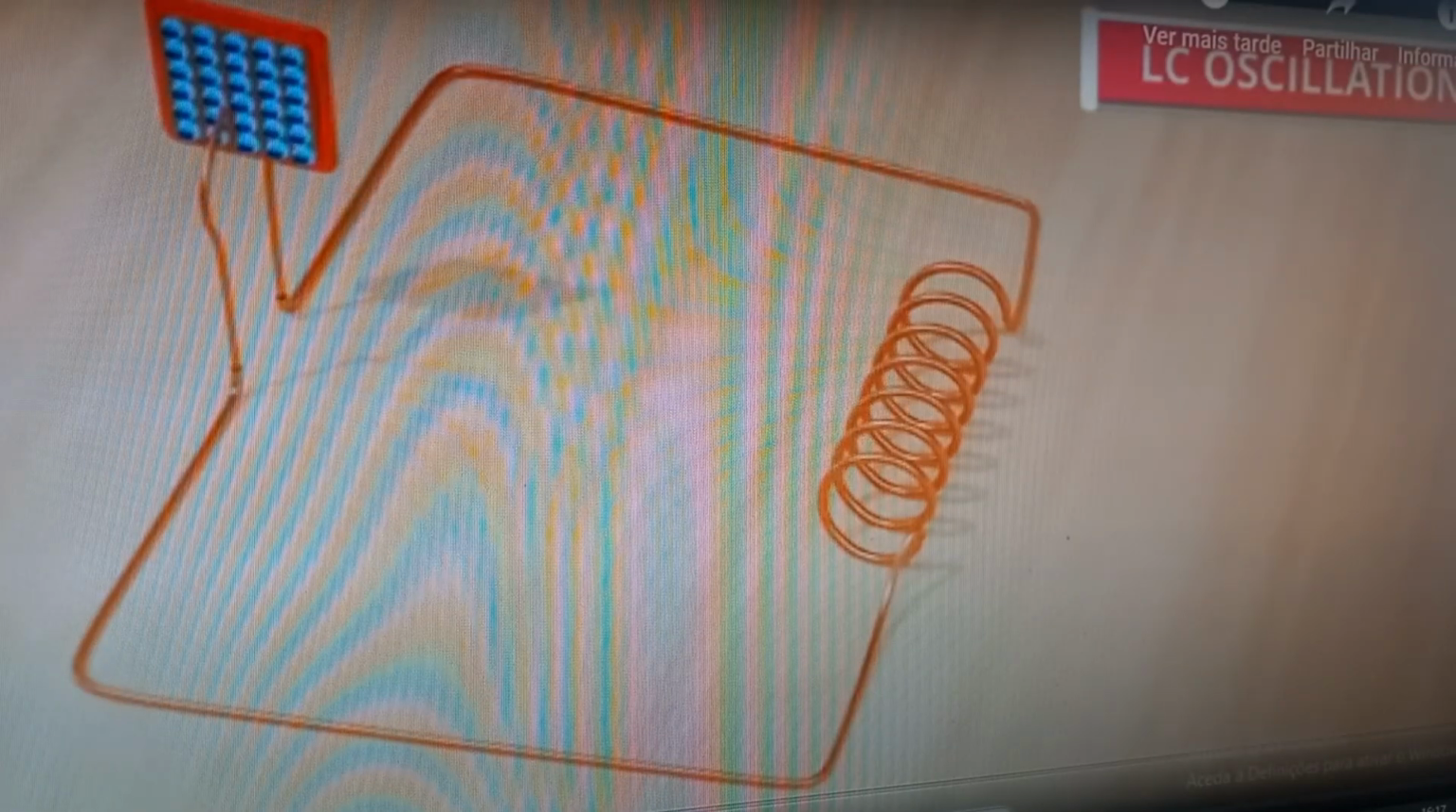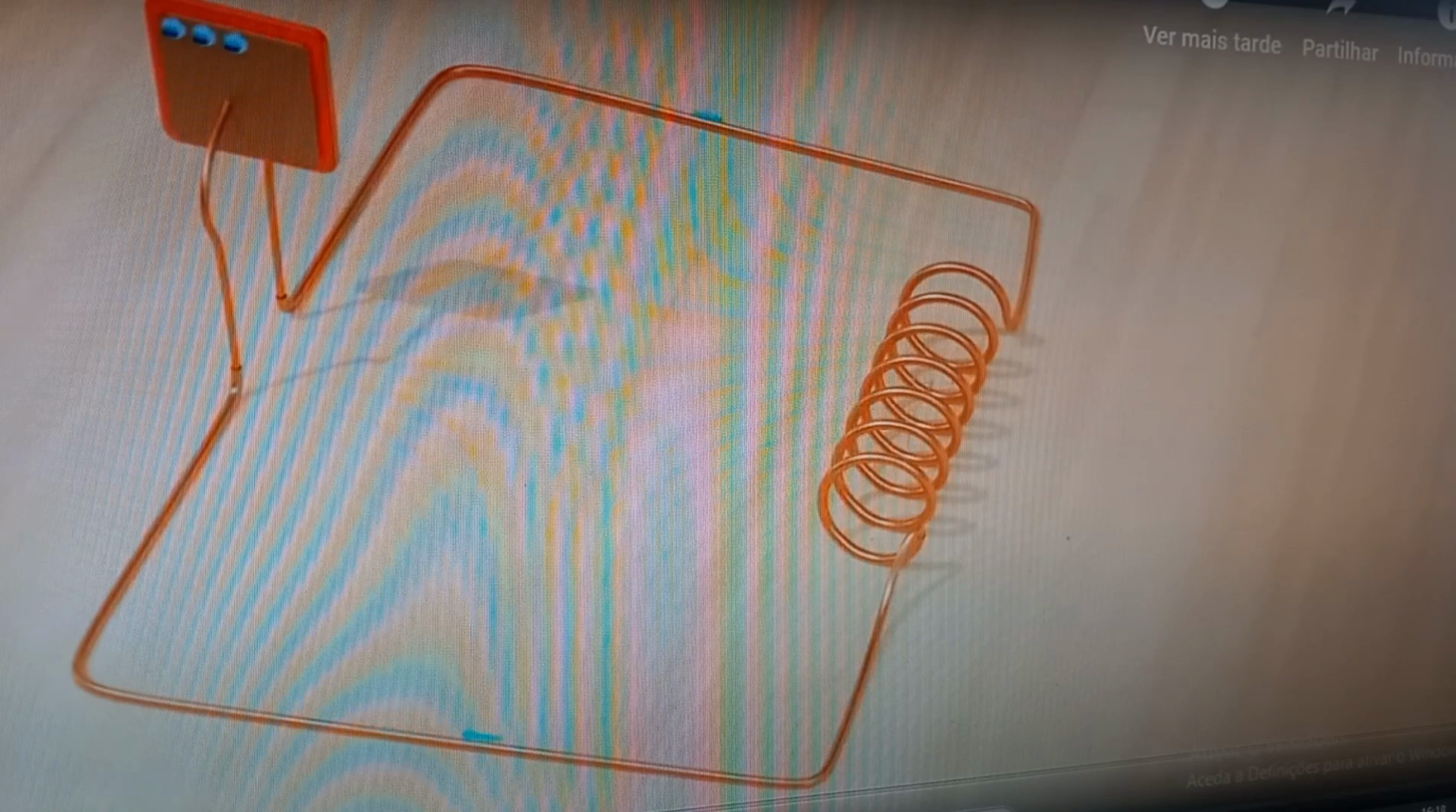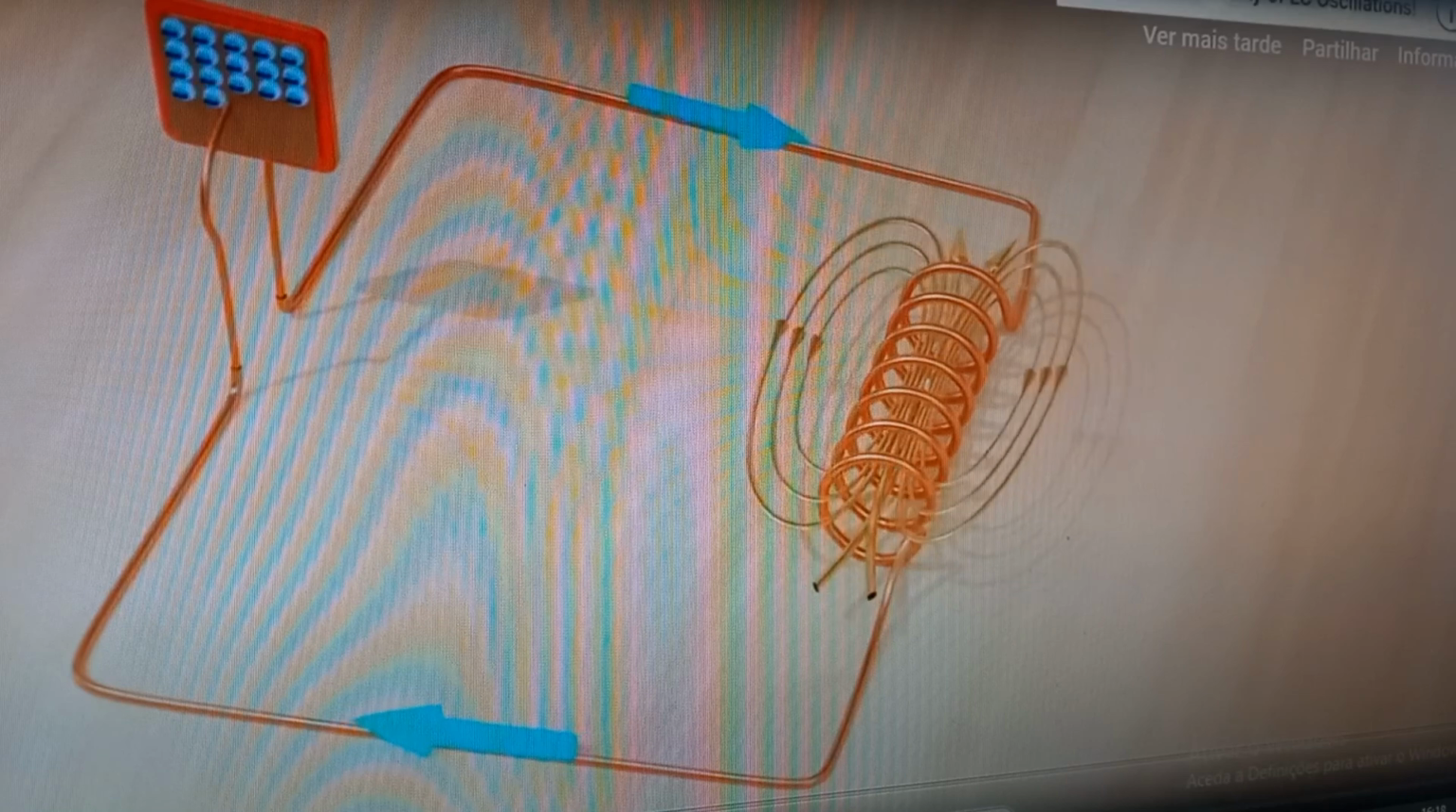LC oscillation occurs when a charged capacitor is placed along an inductor. This simple arrangement creates back and forth motion of electrons. To find out more about oscillations, please click on the I button.